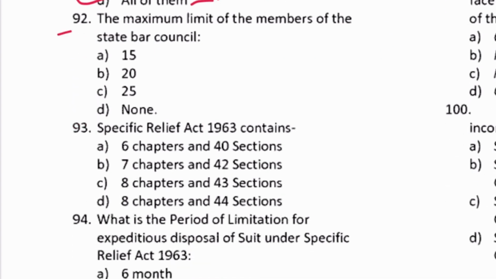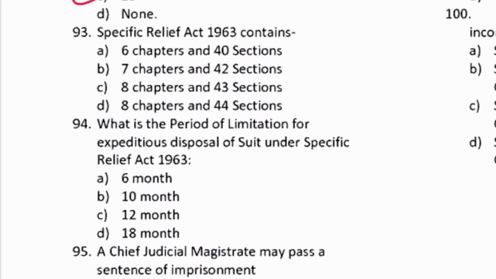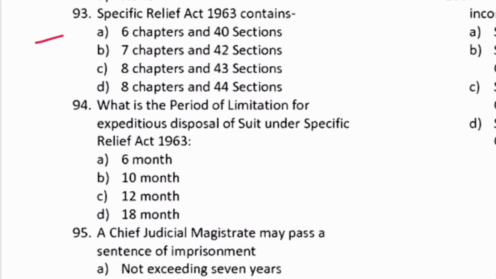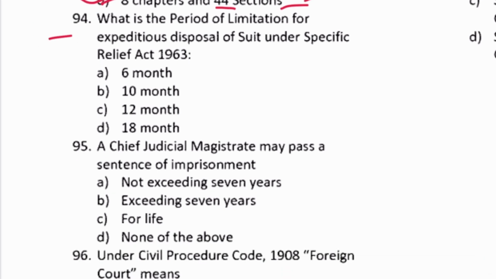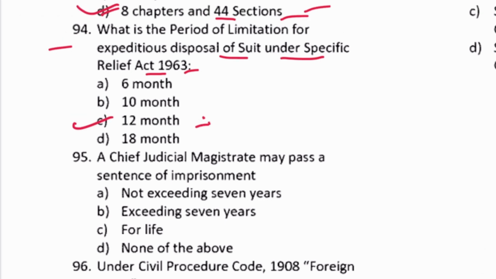Next 92. The maximum limit of the members of the State Bar Council is 25. C is the answer. Next 93. Specific Relief Act 1963 contains 8 chapters, 44 sections. D is the answer. Next 94. What is the period of limitation for expeditious disposal of suit under Specific Relief Act? Within 12 months. C is the answer. It is mentioned in section 20C of Specific Relief Act.